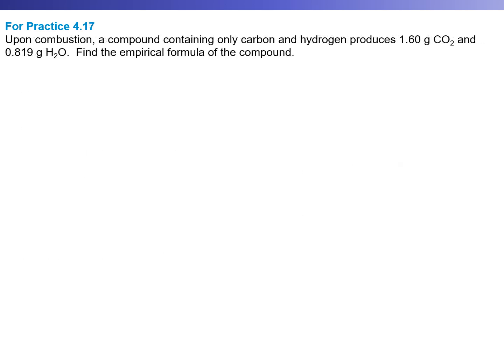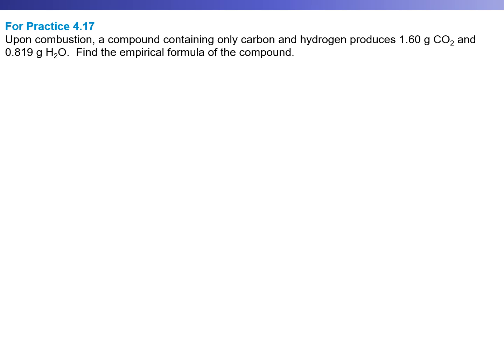In problem 4.17, we have a combustion reaction, and our products are 1.6 grams of carbon dioxide and 0.819 grams of water. And they're telling us that the compound that underwent the combustion was a hydrocarbon. It only contained carbon and hydrogen. But if we look at our products, we can see that they both contain oxygen, which means that they combined with oxygen from the atmosphere. And that's how we ended up getting carbon to combine with oxygen and hydrogen to combine with oxygen as well.